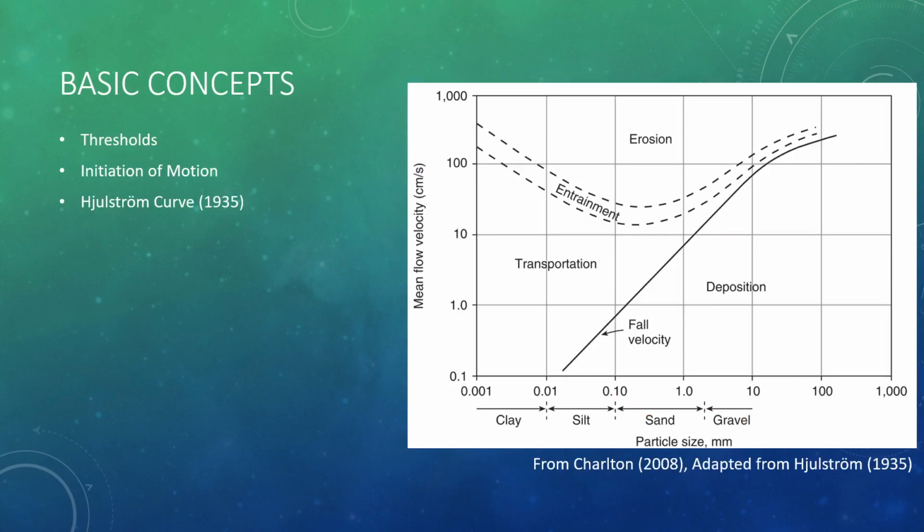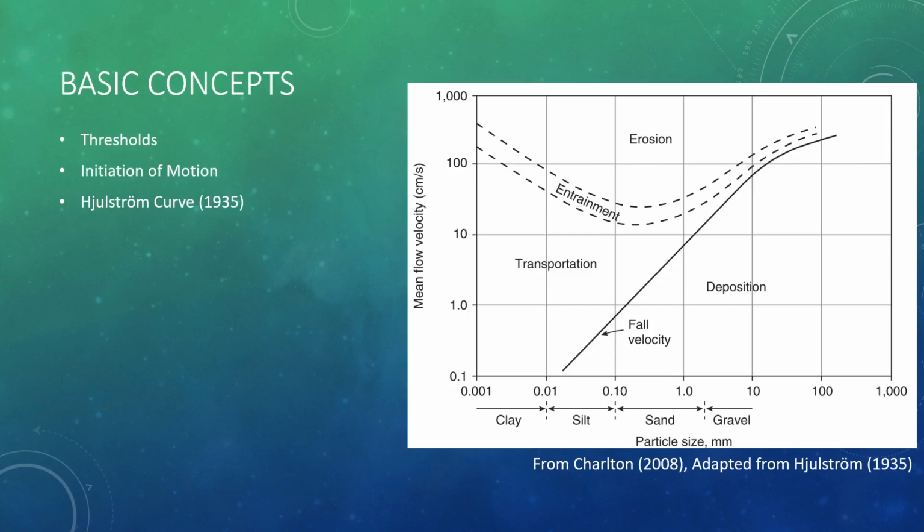Now let's finally bring this all home to grains. Here we can see a log-log plot with mean flow velocity on the y-axis and particle size on the x-axis. This handy plot is called a Hjulström curve and was originally published back in 1935. Here we can take our grain size and flow, cross them, and see if we are transporting grains, entraining them, depositing them, or eroding them.